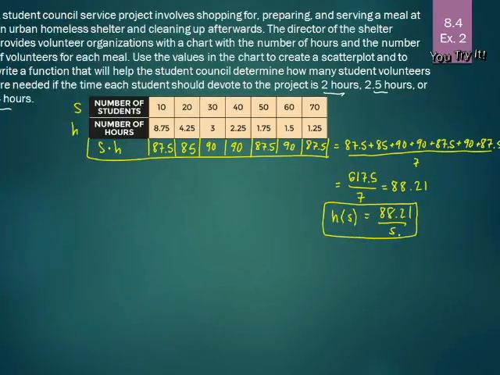Now to answer the question for how many students for 2 hours, 2.5 hours, or 4 hours, note that with rational functions, we could rewrite that.